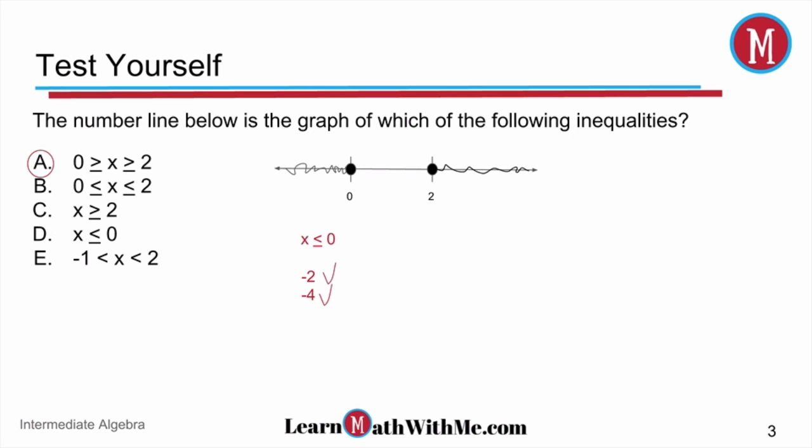Now for the values on the right-hand side. Again, it's a closed circle, and it looks like it could be for x is greater than or equal to 2. Let's plug in a couple of test values, maybe like 3 and 5. When we plug those in, are those true statements? Yes, they are. So we have x is less than or equal to 0 and x is greater than or equal to 2.